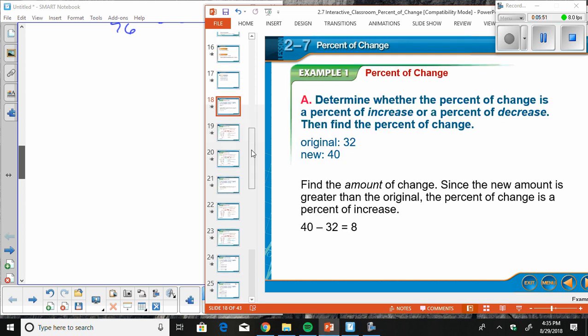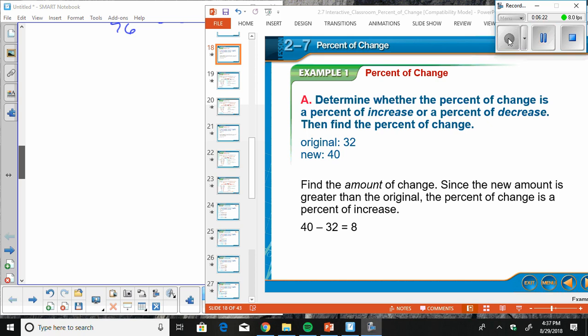And now an example. Determine whether the percent of change is a percent of increase or percent of decrease. Then find the percent of change. Okay. So here, our original is 32, our new is 40. I hope you realize that that's an increase. So it's a percent of increase. And now we want to find the percent. So there is more than one way of doing this.